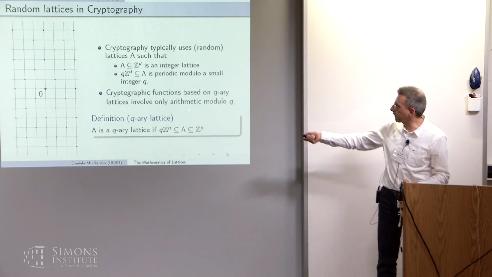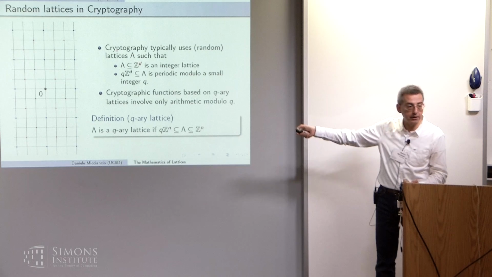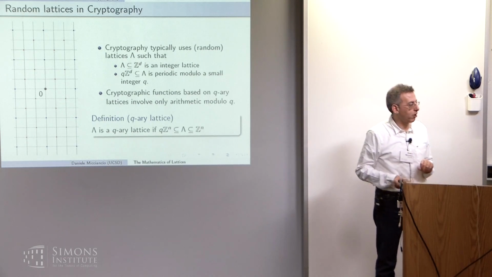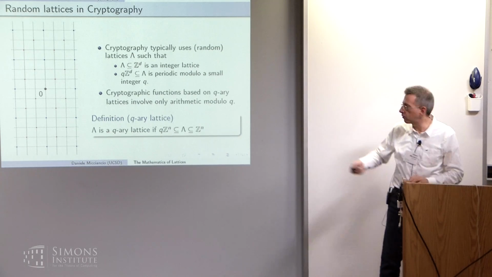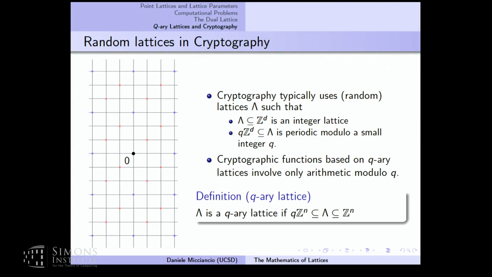So in cryptography, often you work with lattices which are periodic modulo q. So you can think of them as integer lattices. You only want to use integer points so that they are easier to represent on a computer. And you can consider lattices which are periodic modulo q. They contain qZ^d as a sublattice, so that the coordinates can be represented using fixed precision, bounded precision integers.